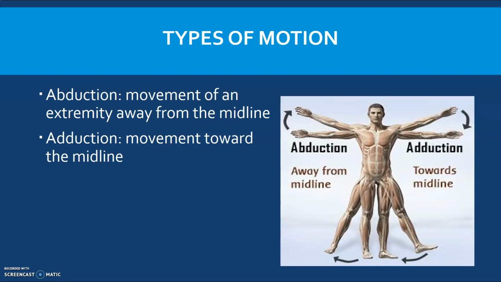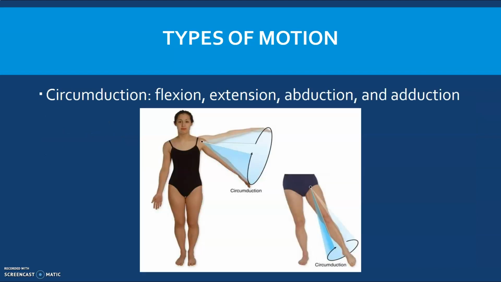Abduction is a movement that describes moving an extremity away from the midline, whereas adduction is movement toward the midline. Circumduction is a combination of flexion, extension, abduction, and adduction. Circumduction is the movement of a limb, hand, or forearm in a circular motion. This takes place at the shoulder, hip, and wrist.